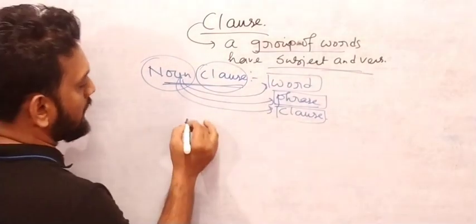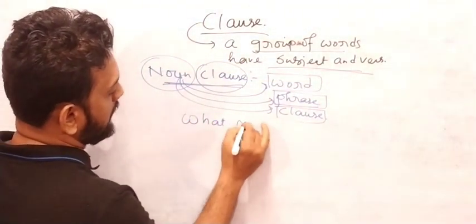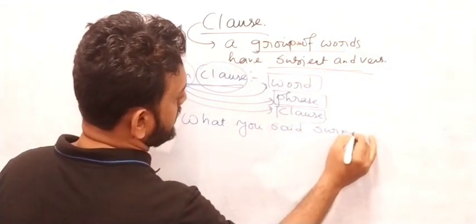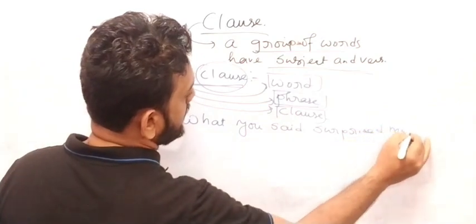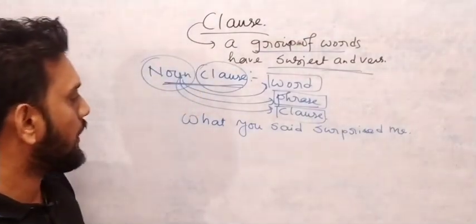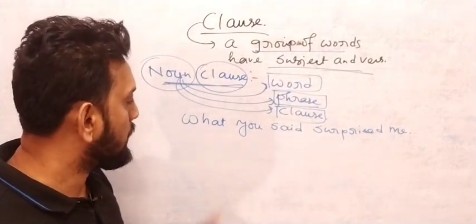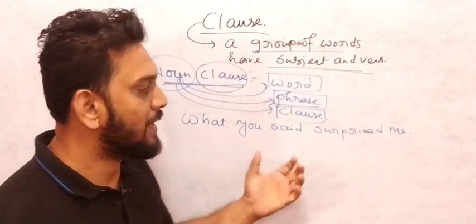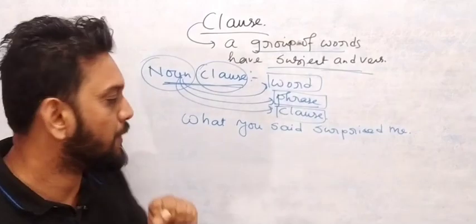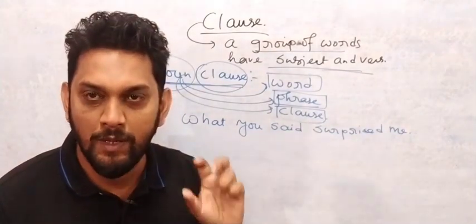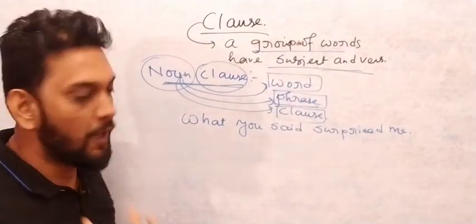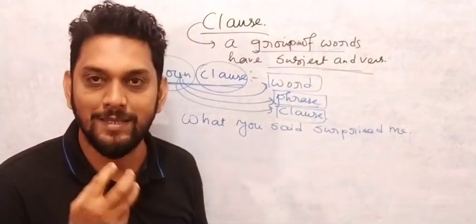Write down a sentence. What you said surprised me. Have you written this sentence? What you said surprised me. All of you have seen it. Very good. Now, if I ask you a very simple and sophisticated question, can you find the noun clause in this sentence? Can you find it, my friend? Yes, I hope all of you have found the noun clause in this sentence.